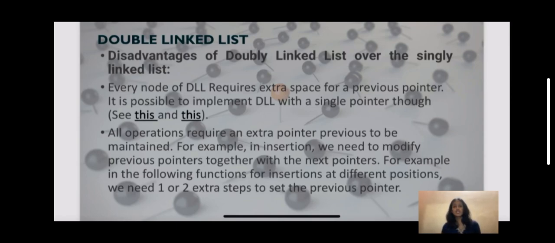All the operations require an extra pointer, that is the previous pointer or the next pointer, to be maintained. Let's see an example. In insertion, we need to modify the previous pointers together with the next pointers. So if you have to insert, your previous pointer also should be shifted and even your next pointer should be shifted. Even if you have to delete something, your positions will be shifted. So in the following functions for insertions at different positions, we need 1 or 2 extra steps to set up the previous pointer. So it is very complex code, as I mentioned.